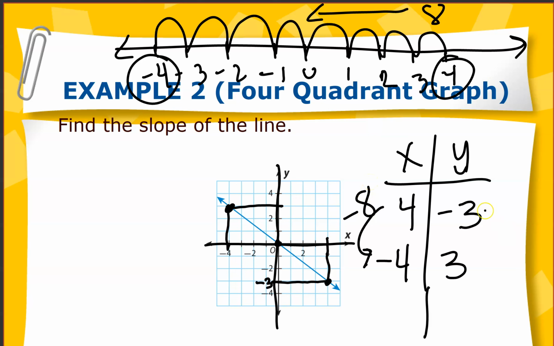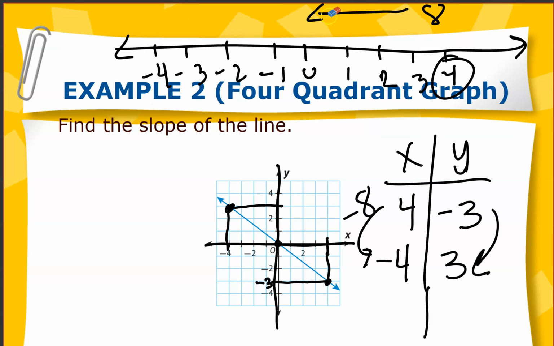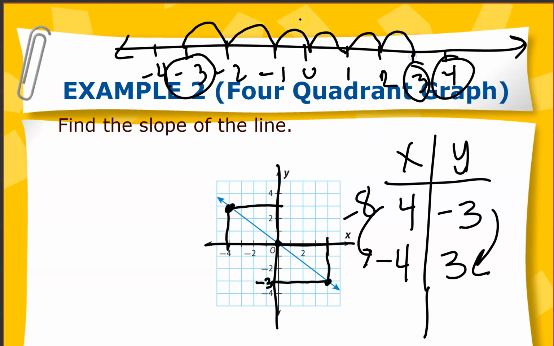Now from my -3 to my +3, let's go ahead and use the number line again. Here's my -3, here's my +3. So 1, 2, 3, 4, 5, 6. So I went to the right 6. So that is a plus 6.